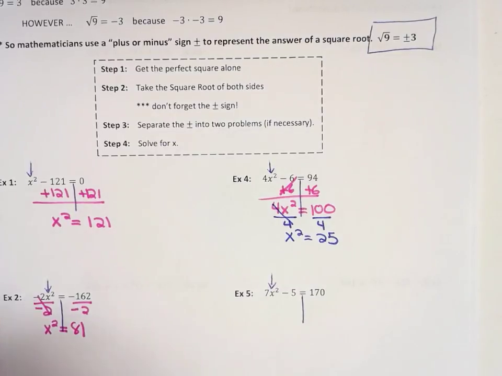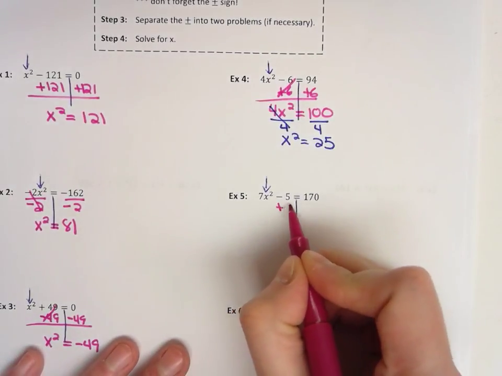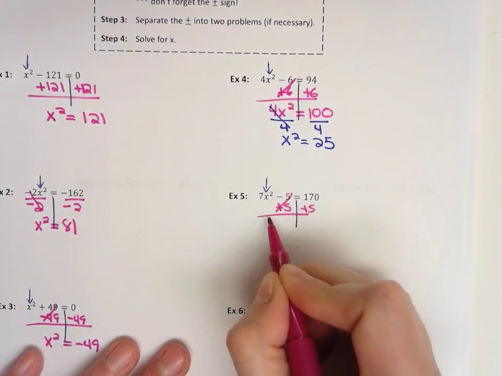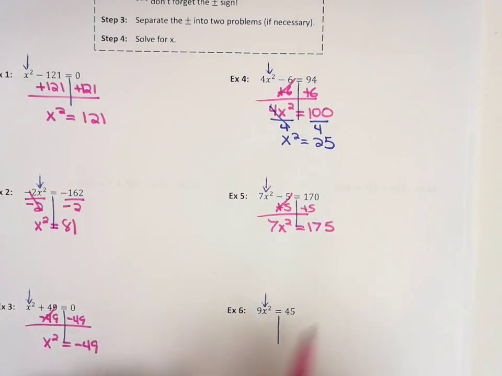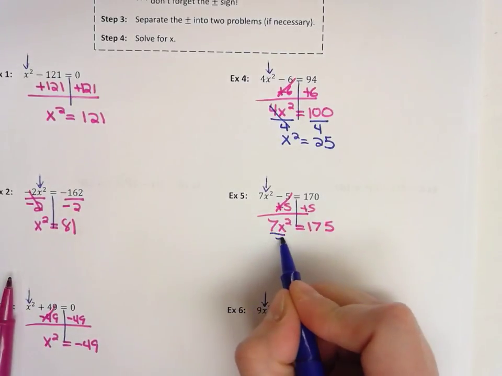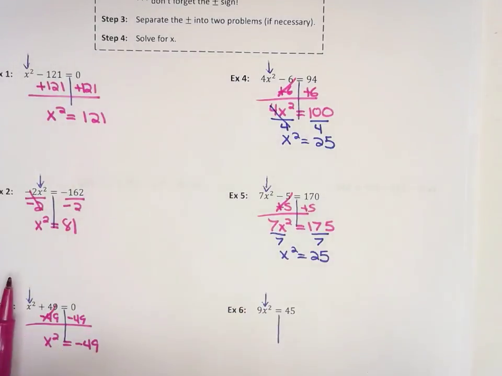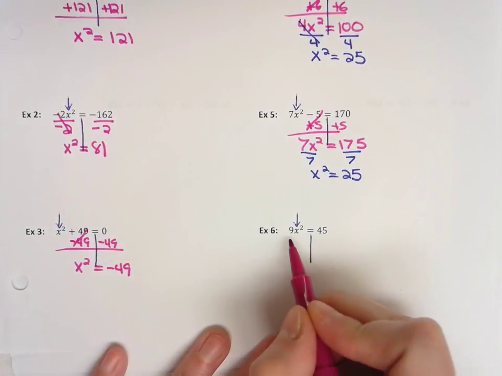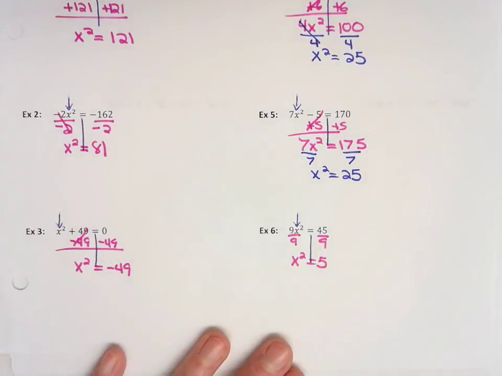Okay. Do another example like that one. Here's another two-step equation. The friend is the one that's not attached, so that's the one that we need to move first. So I've got 7x squared equals 175. Now from here, I still need to divide both sides by 7 to finish getting the x squared by itself, and I've got x squared equals 25. One more. The 9 is attached to the x squared, so I'm going to divide both sides by 9, and I get x squared equals 5.